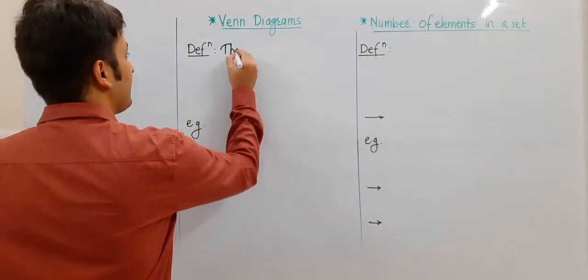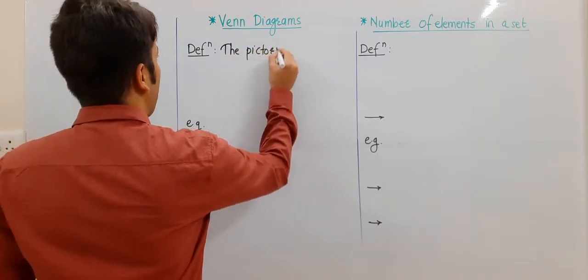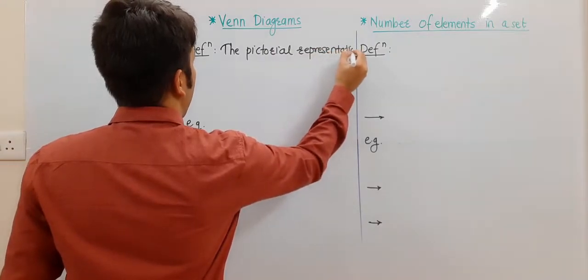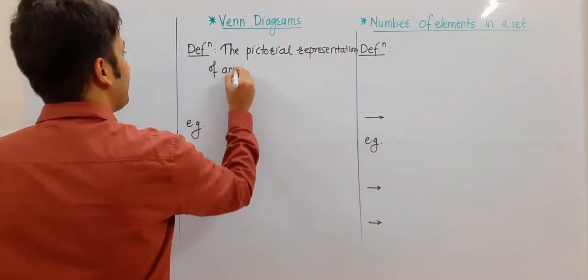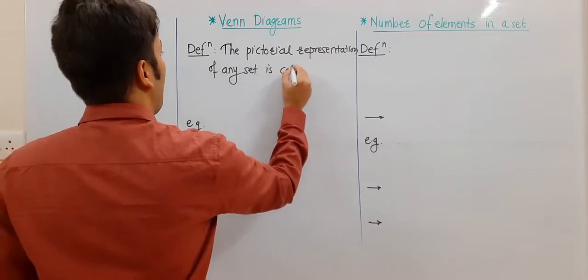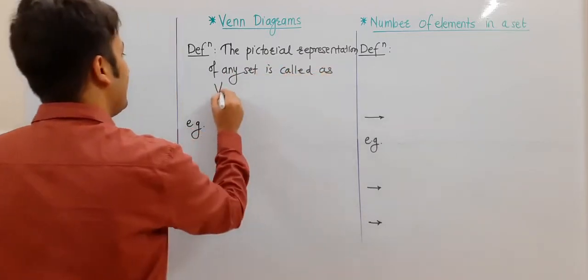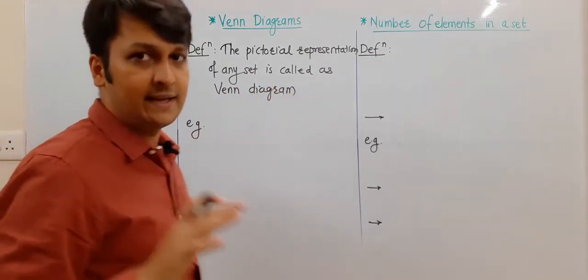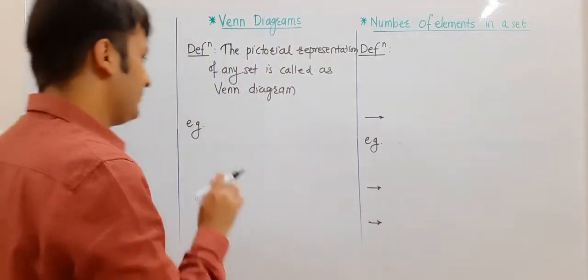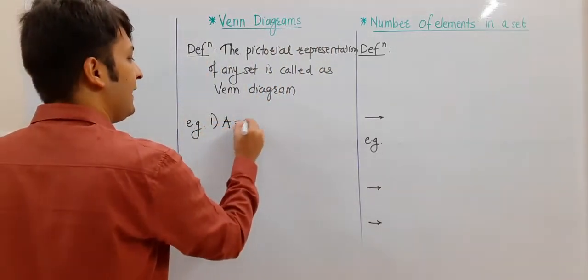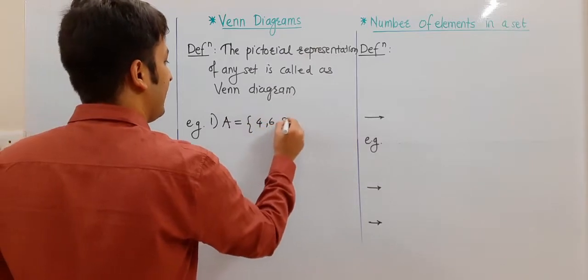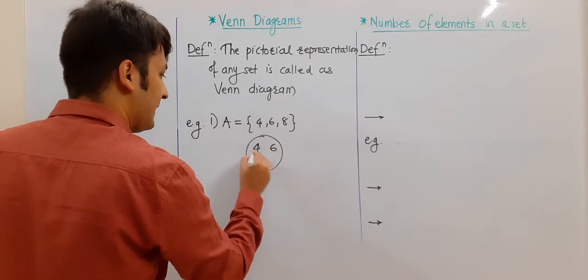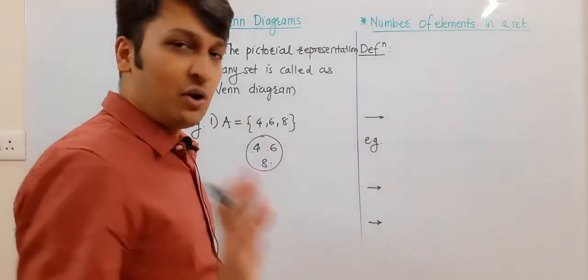The pictorial representation of any set is called a Venn diagram. Remember this one. Pictorial representation of any set is called a Venn diagram. For example, number 1, if I have a set like this, 4, 6 and 8, then I can represent this set in a circle by putting 4, 6 and 8 as 3 elements. Correct? And this is called a Venn diagram.